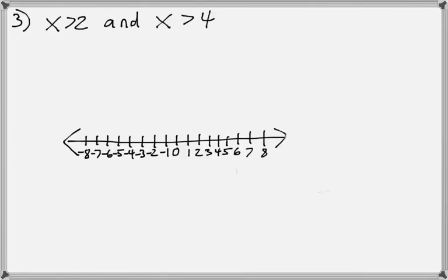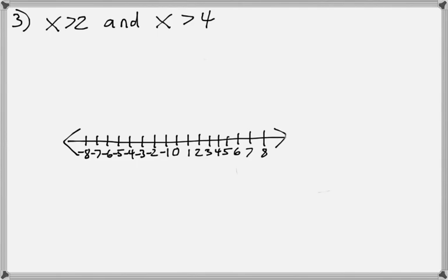The next type of compound inequality that we're looking at is compound inequalities using AND. If you look at the notes, it says the solution is the region where both original inequalities are graphed. Sometimes this is referred to as the intersection. So we have x is greater than 2 and x is greater than 4.